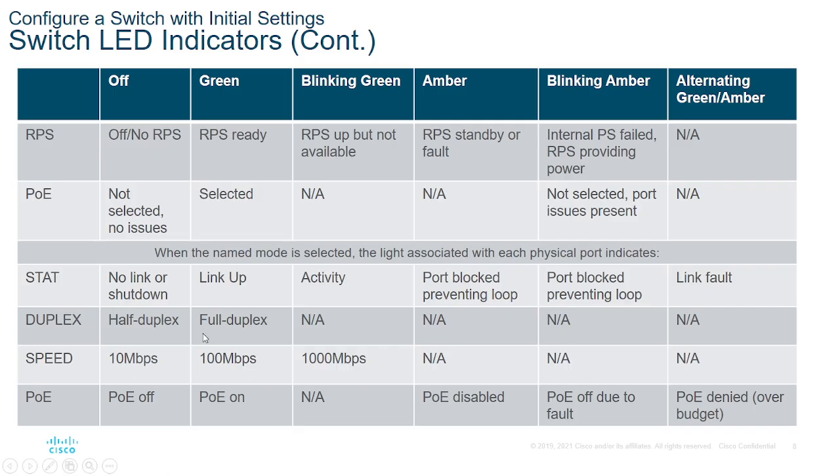Now, if the RPS port, that is the redundant power supply, is off, it means that the redundant power supply is not in use, or the system does not have a redundant power supply. If it is green, it means the redundant power supply is ready. If it is blinking green, it means that the redundant power supply is up but not available. If it is lighting amber, it means the redundant power supply is on standby or has a fault. If it is blinking amber, it means that the internal power supply failed and now you're working on the redundant power supply. So these lights help you understand what's happening with your switch by just looking at it.